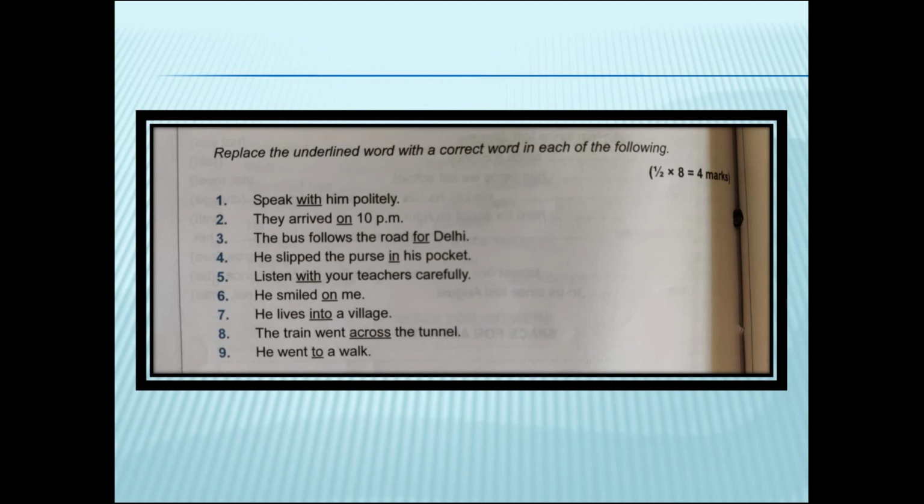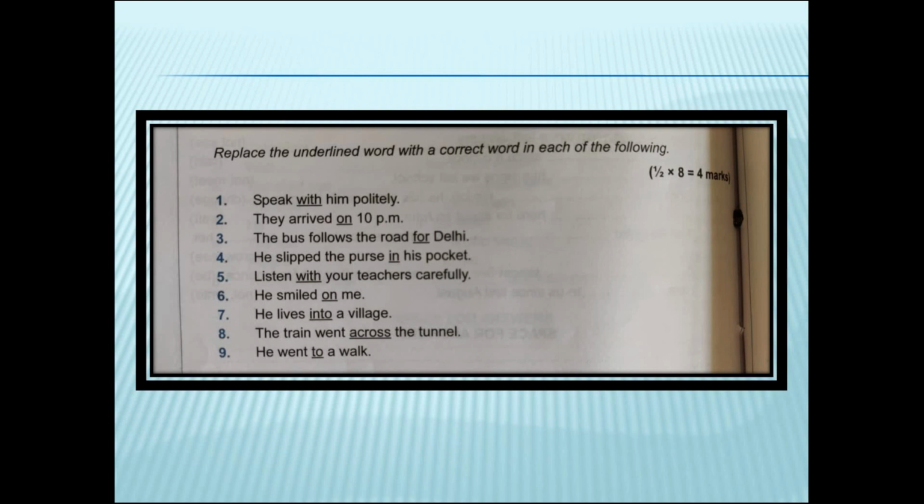Let's see the next one. He smiled on me. On is the underlined word and that is incorrect. He smiled at me. So on will be replaced by the word at. Clear? Let's see the seventh one. He lives into a village. Into is the incorrect word. He lives in a village. So we are going to replace the word into with the word in. Clear? Let's see the next one.